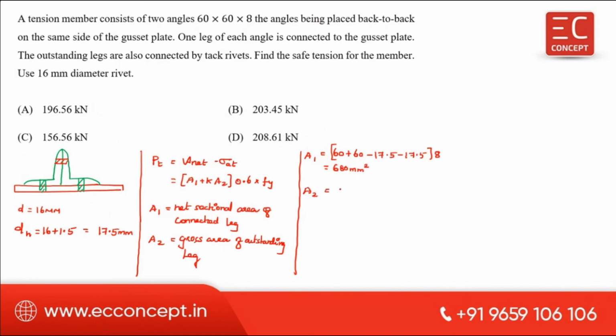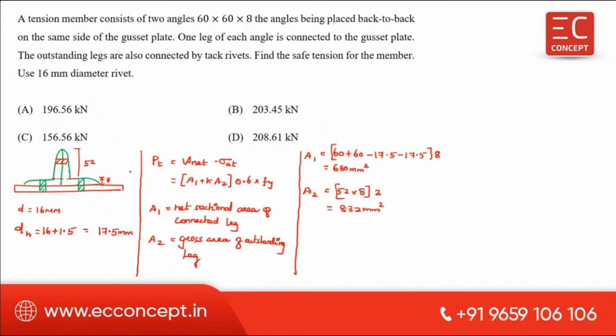What is A2? A2 is the outstanding leg, right? In that outstanding leg, this 8 we have already taken here. Then what is the remaining? Remaining length is only 52. Therefore, 52 into thickness 8 into 2 legs, 1, 2. The answer for this is 832 millimeter square.